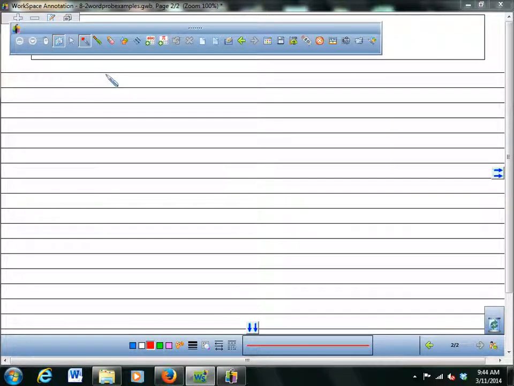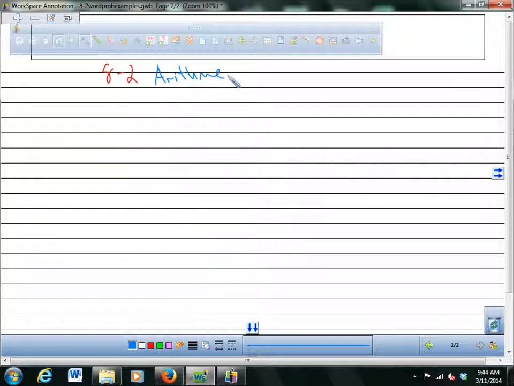Recording. So this is 8-2, and I don't like red. This is going to be called arithmetic sequences. And you've seen arithmetic sequences before.